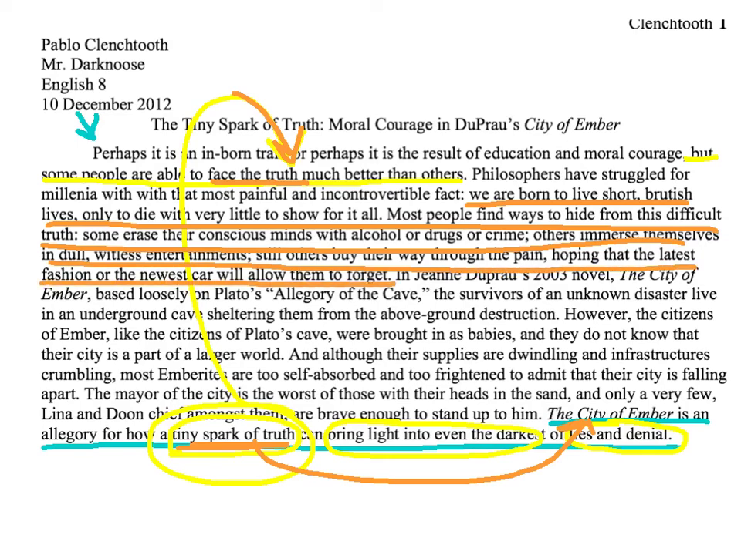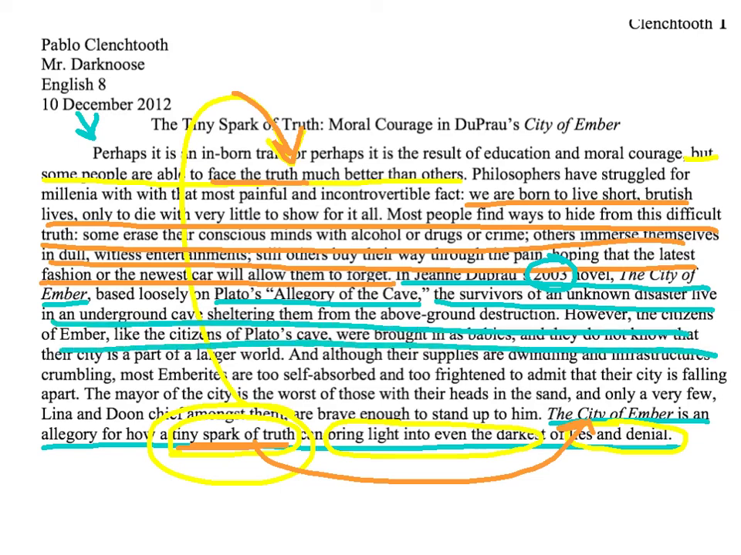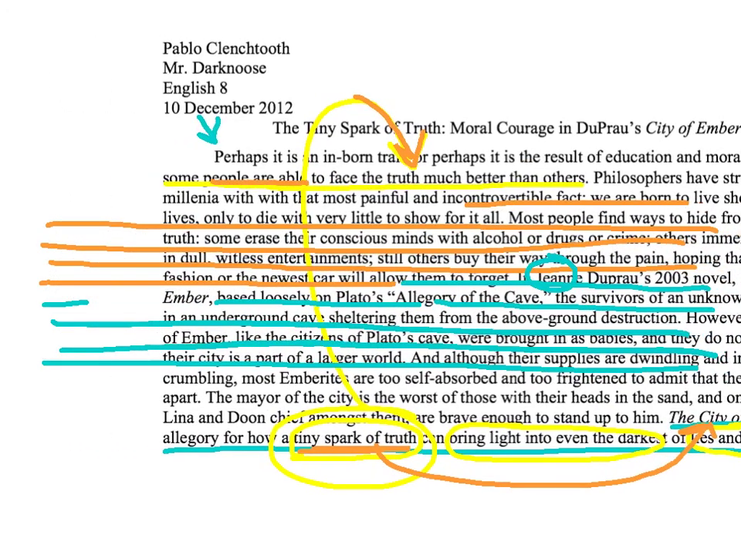And I expand upon that idea until I'm finally ready to introduce the city of Ember itself. But even then, I'm still speaking generally. I spend a little time with the background of the novel. I do a little general reminder of what happens in the novel, all the way working myself closer and closer to getting at this idea of truth.